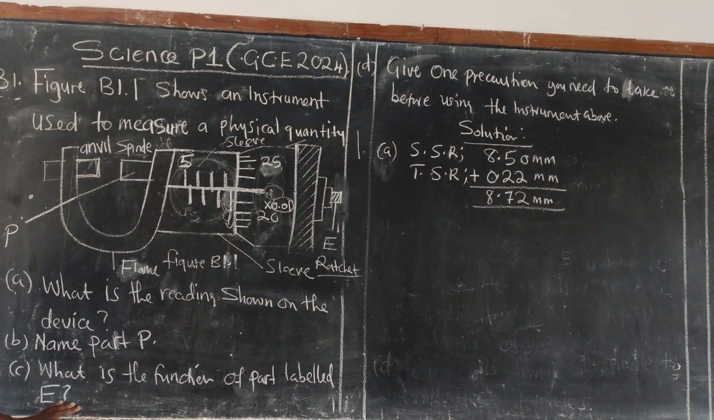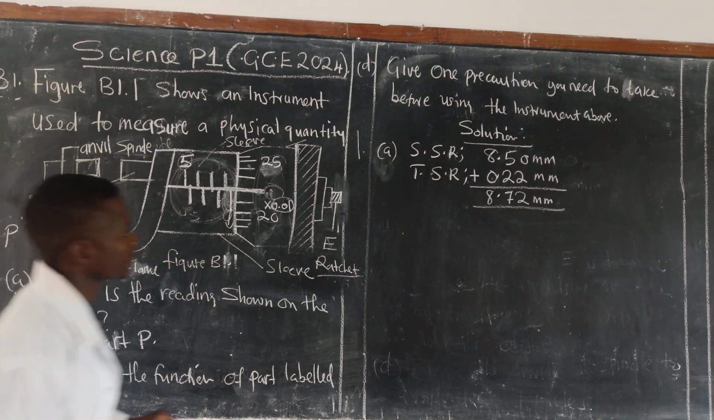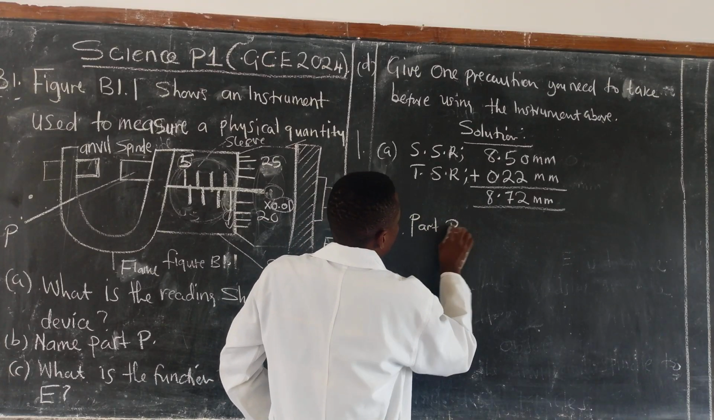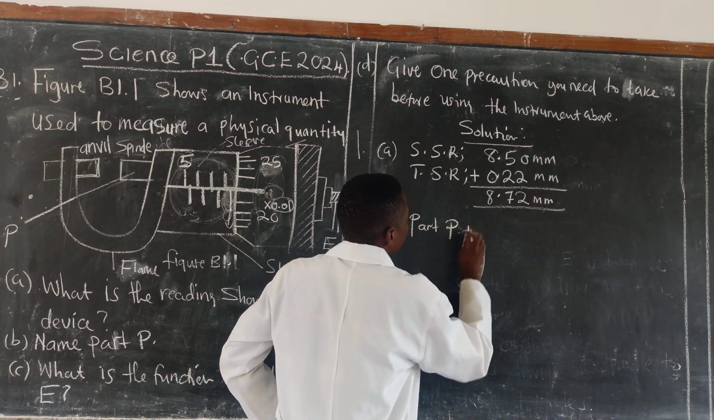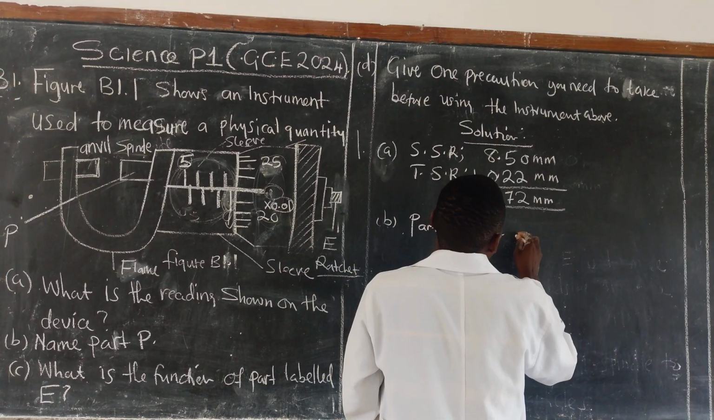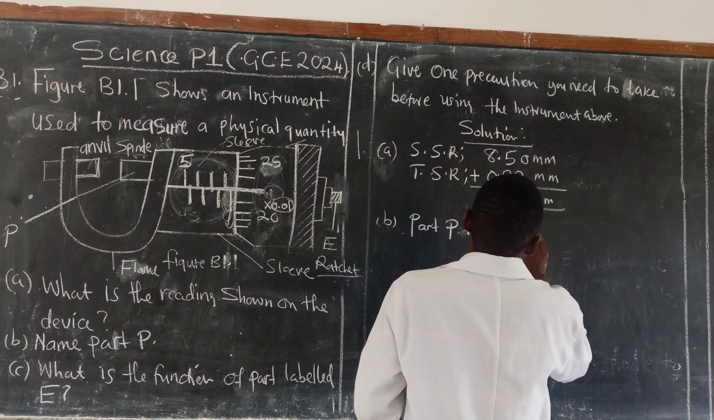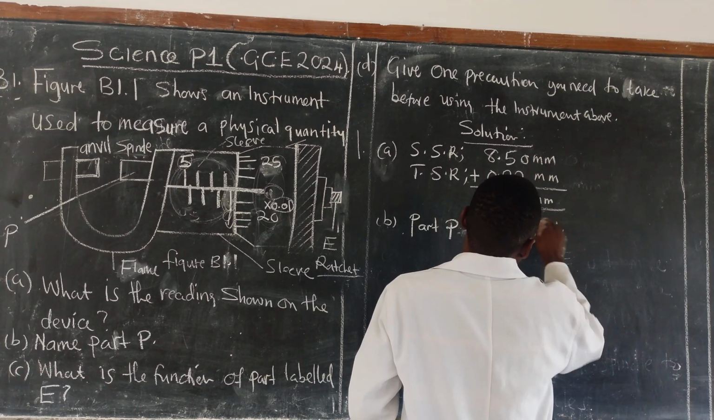Then we come to question B. Name part P. What is the name of this part? So part P is the anvil. Is the what? This is the spindle. So part P is the spindle.